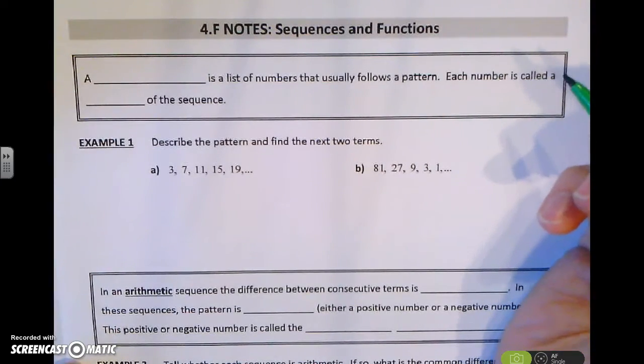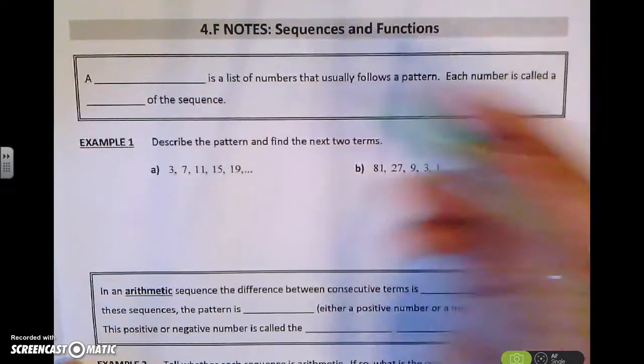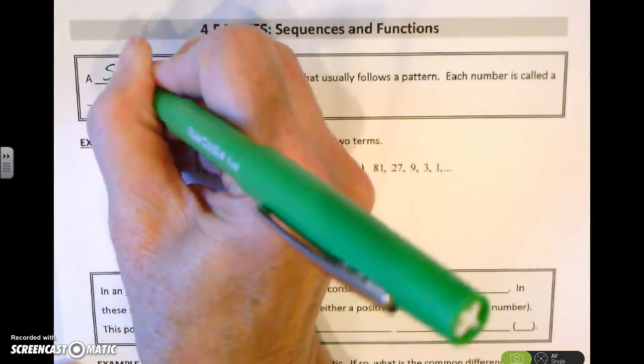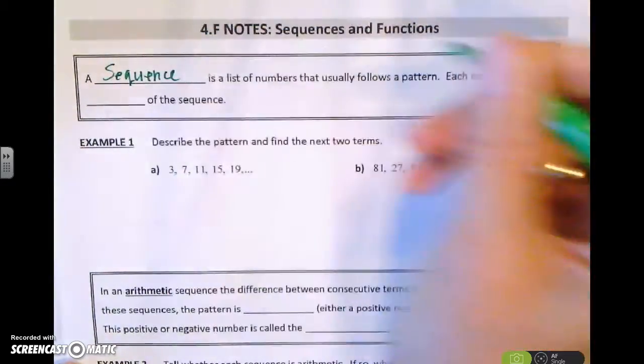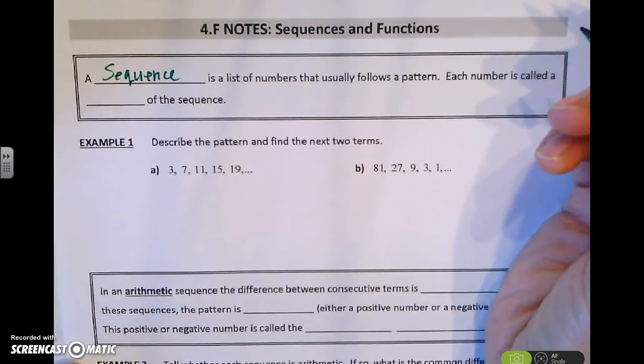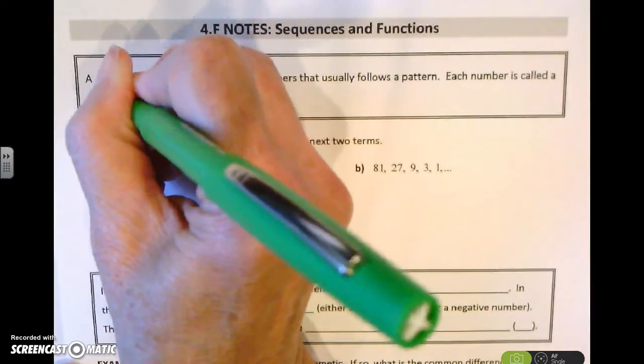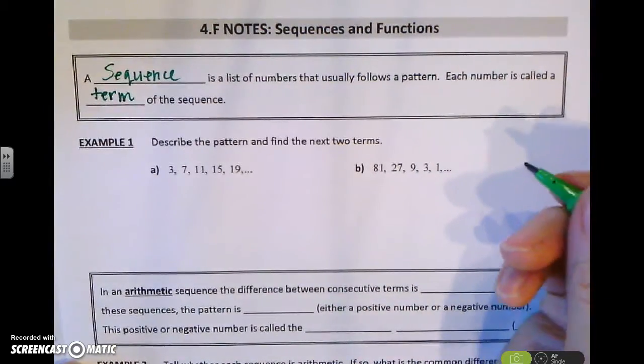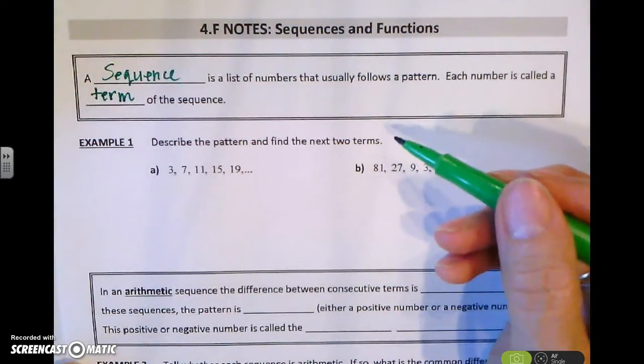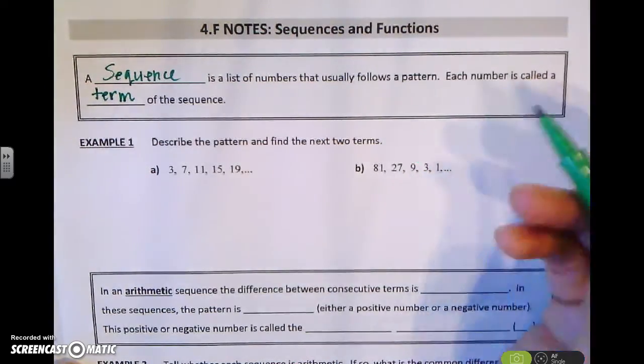In 4F, we're talking about sequences and functions. A sequence is a list of numbers that usually follows a pattern. Each number is called a term of the sequence. Example 1, describe the pattern and find the next two terms.